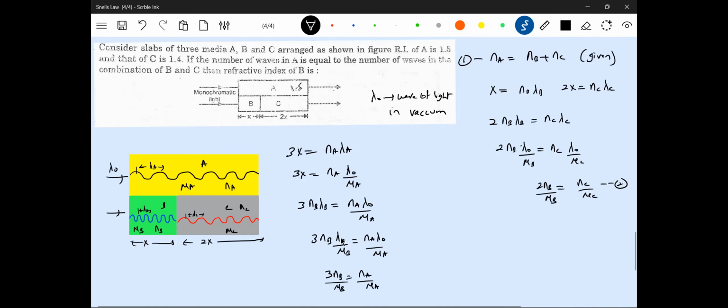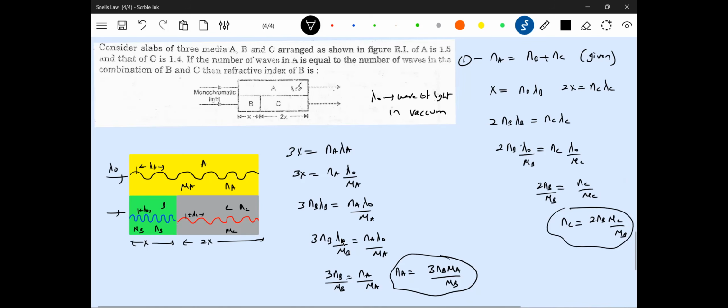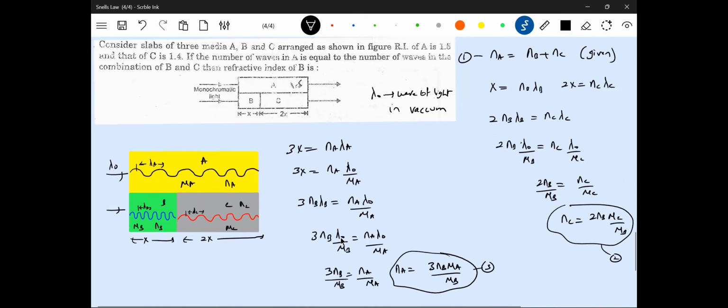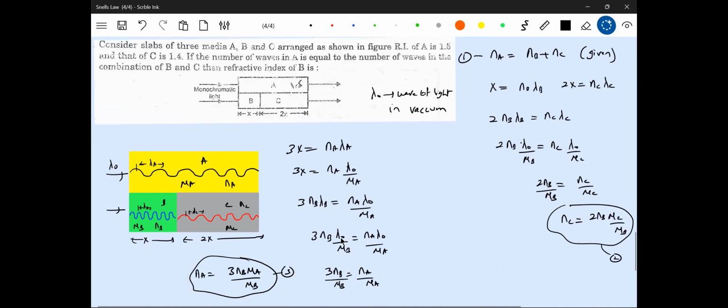C in terms of NB, A in terms of NA, or if you solve for this, NC is equal to 2NB mu C by mu B. This equation will be Na is equal to 3NB by mu A by mu B. Let me choose these as equations 2 and 3. Let me substitute 2 and 3 in 1.